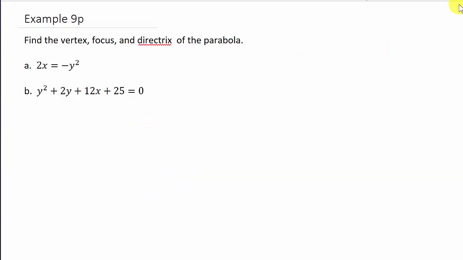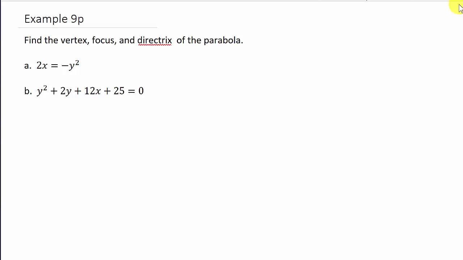All right, so let's take a look at some examples we have here. We want to find the vertex, the focus, and the directrix for each of these. There's two problems. They're each a little bit different, so watch them both. All right, so let's go ahead and get started on A.